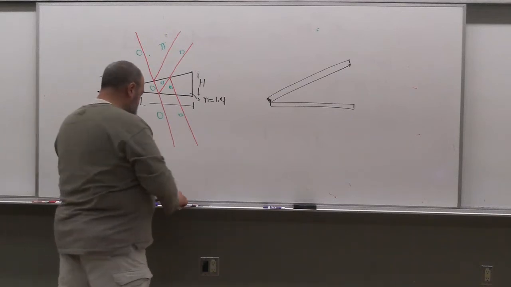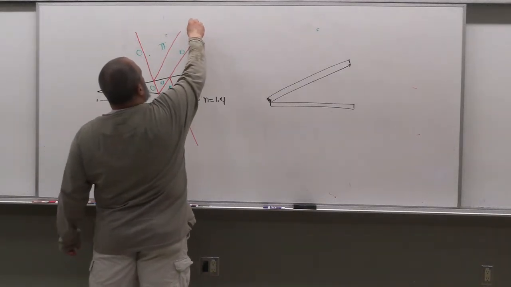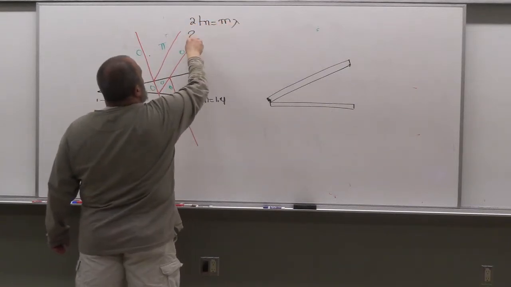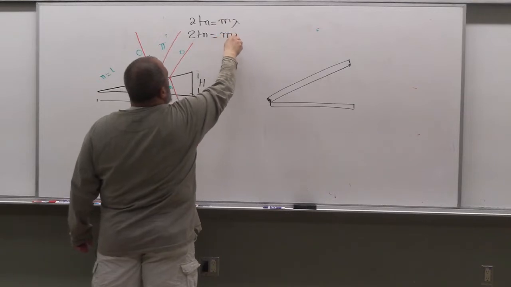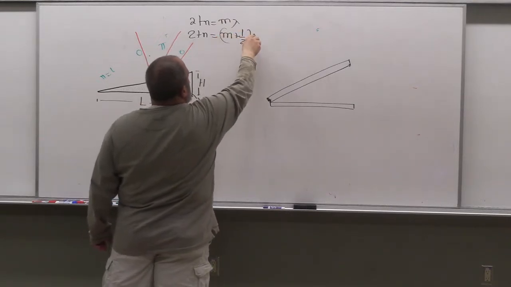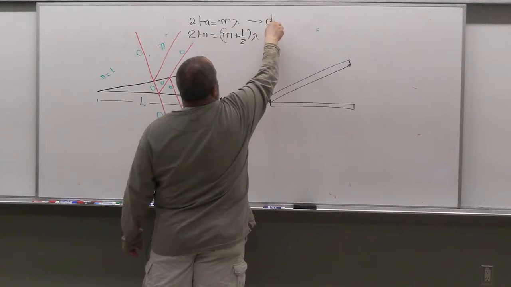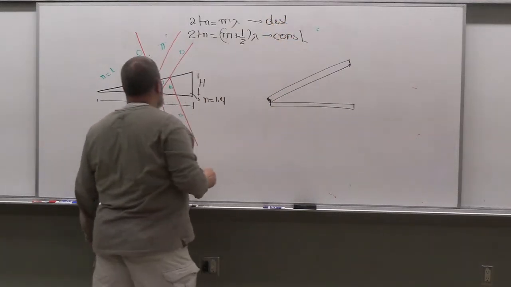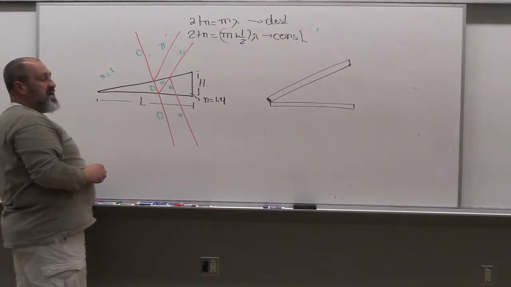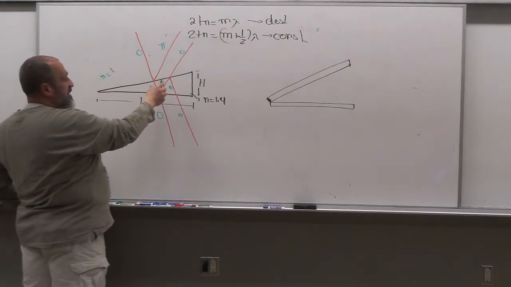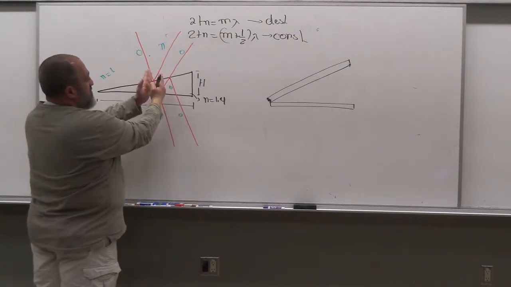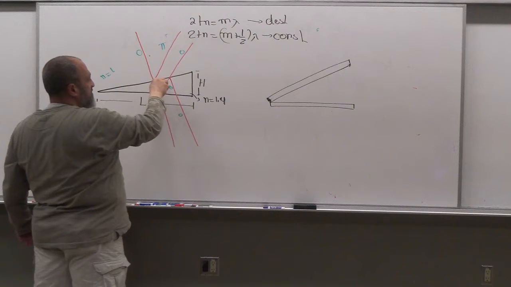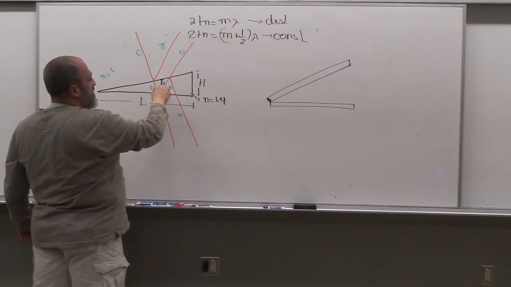Let's say we're looking at this in reflection. In reflection we have 2Tn equals m lambda, and 2Tn equals (m plus a half) lambda. This used to be the condition for constructive, now it is destructive. And this used to be destructive, now it's constructive. Where is T? T is the thickness of the film at a given point. Remember, this is not really that widespread, it's near normal incidence, so the ray will be coming up and down like this. So this is the thickness T right here, let's say. This is your T, okay?